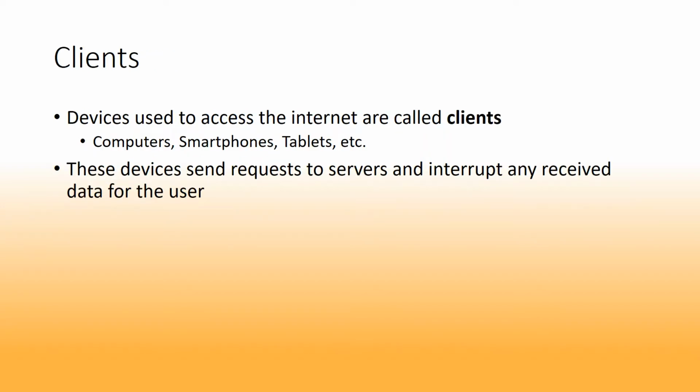Clients. So you have a client and a server in any internet situation. The devices used to access the internet are called clients. The clients are the ones that make the requests. The servers are the ones that receive the requests and send back the requested data. So your clients are going to be your personal computer, your smartphone, your tablet, any device that you use to connect to the internet and send requests to servers.